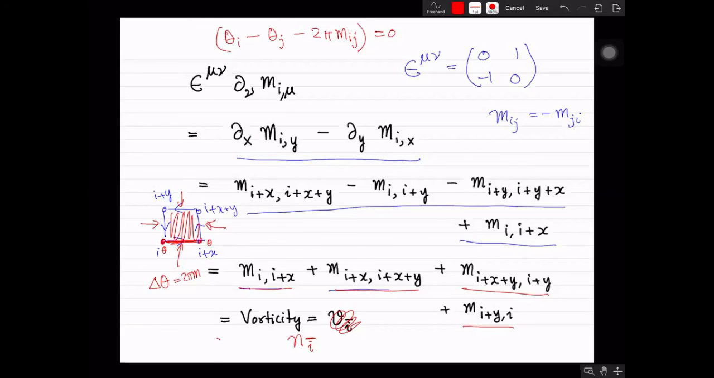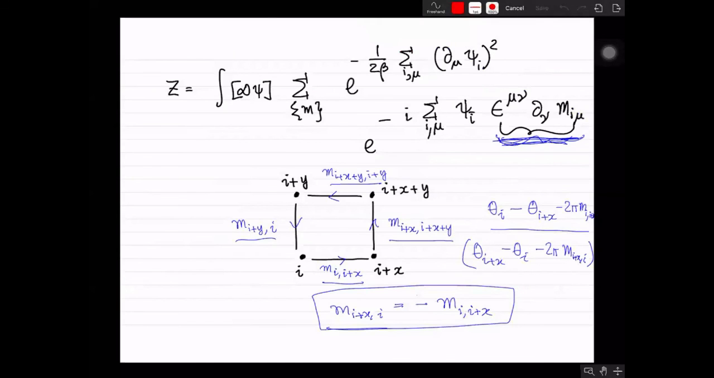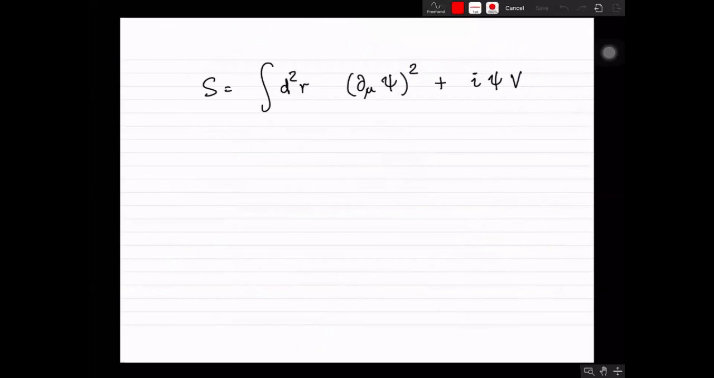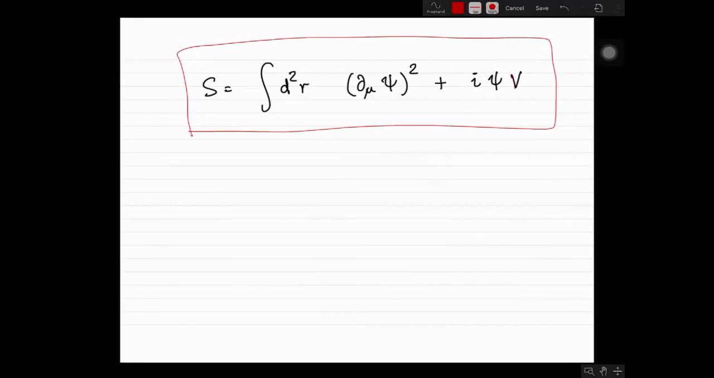And now if I put all these things together, call this object n of r, I think I'm calling it v of r, and put it back here, I get this as the action. This being in our case n now, the vortex field. So you see that this is an expression in terms of the vortex degrees of freedom in the system.